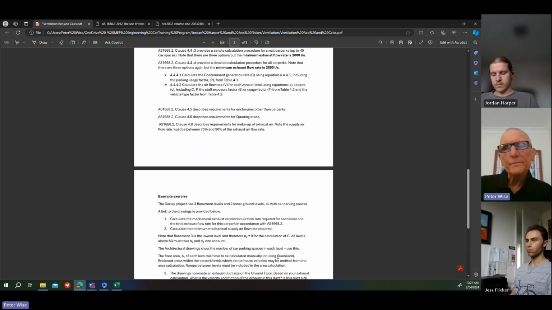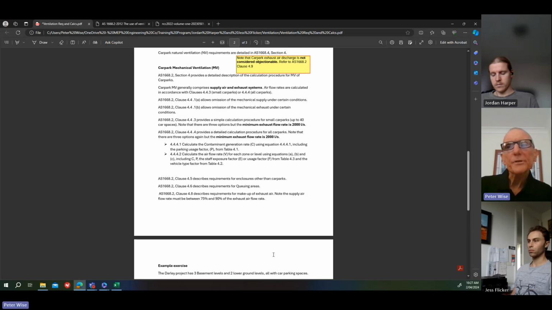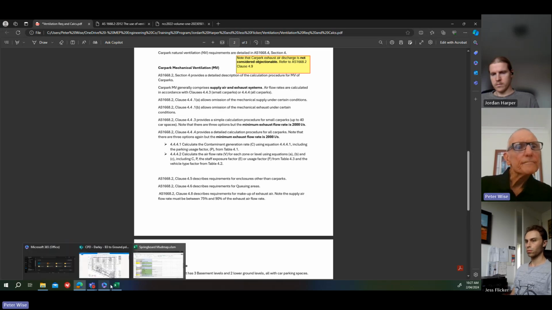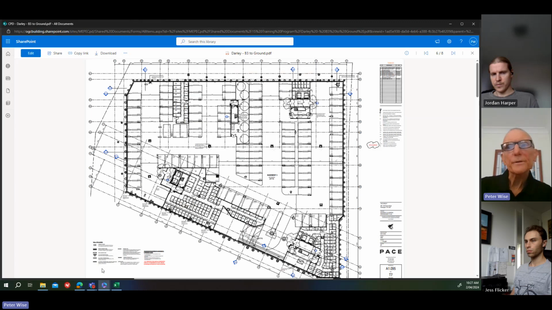Let's have a look at the drawings. We've nearly reached time, but I'm quite happy to go a bit longer if you want to. Okay, so here's the drawings. So you can see the car parking spaces here.